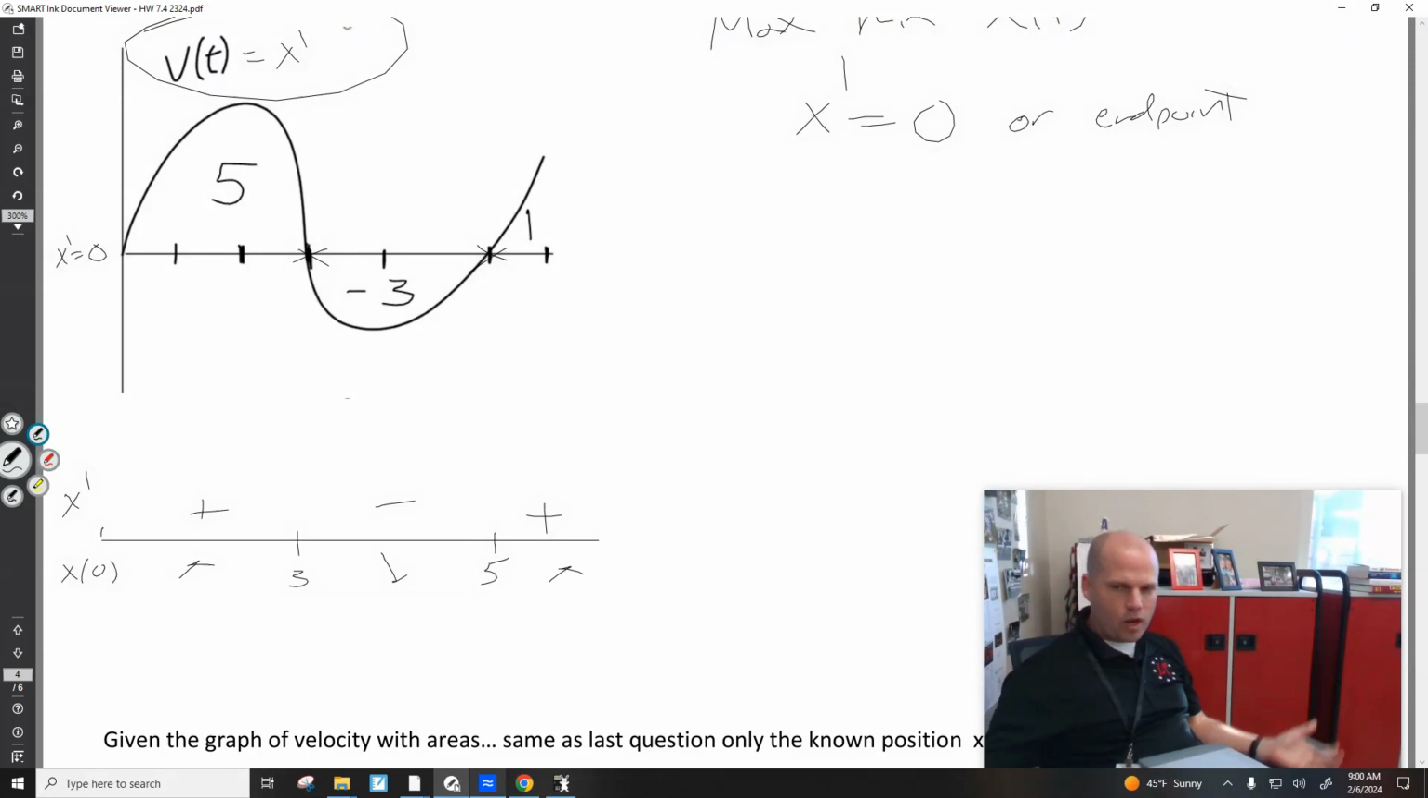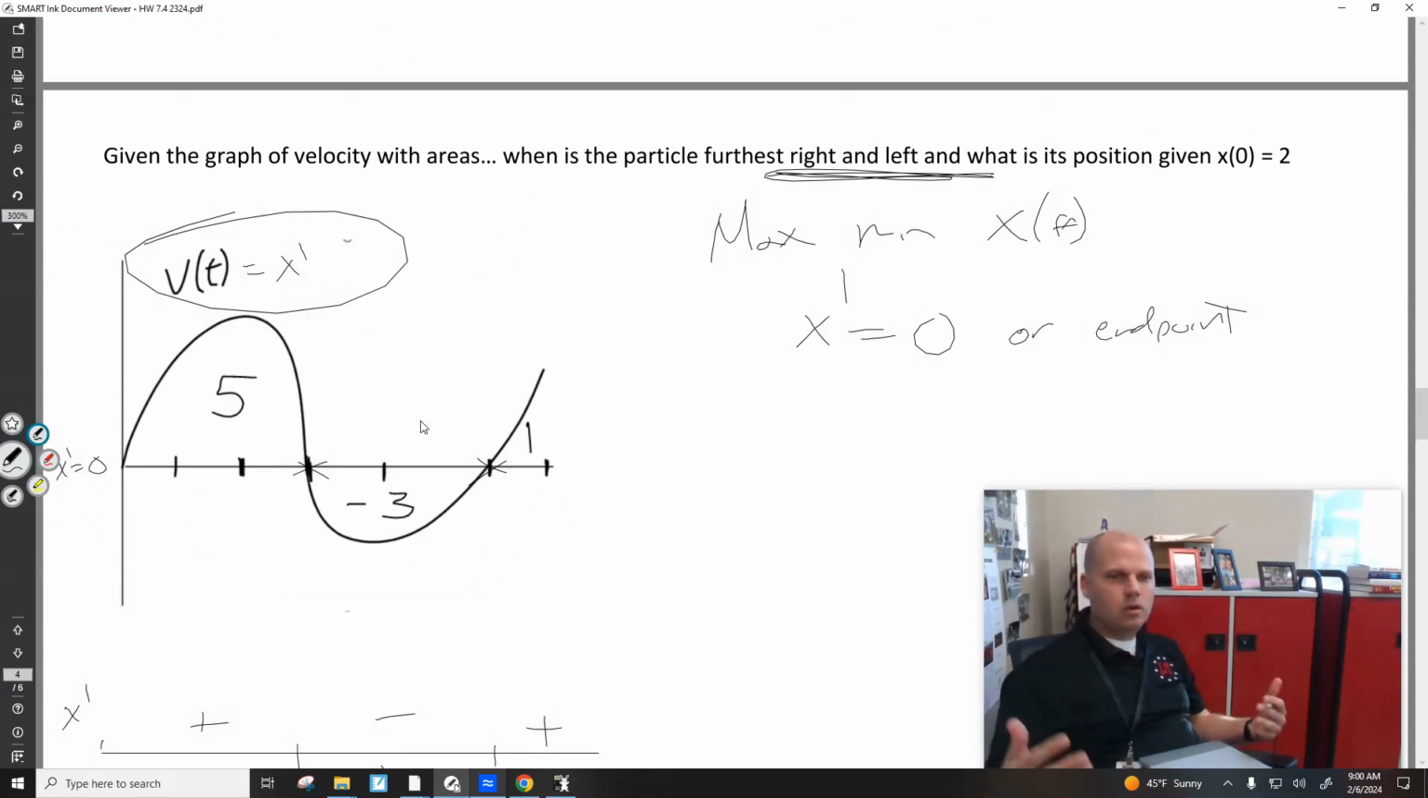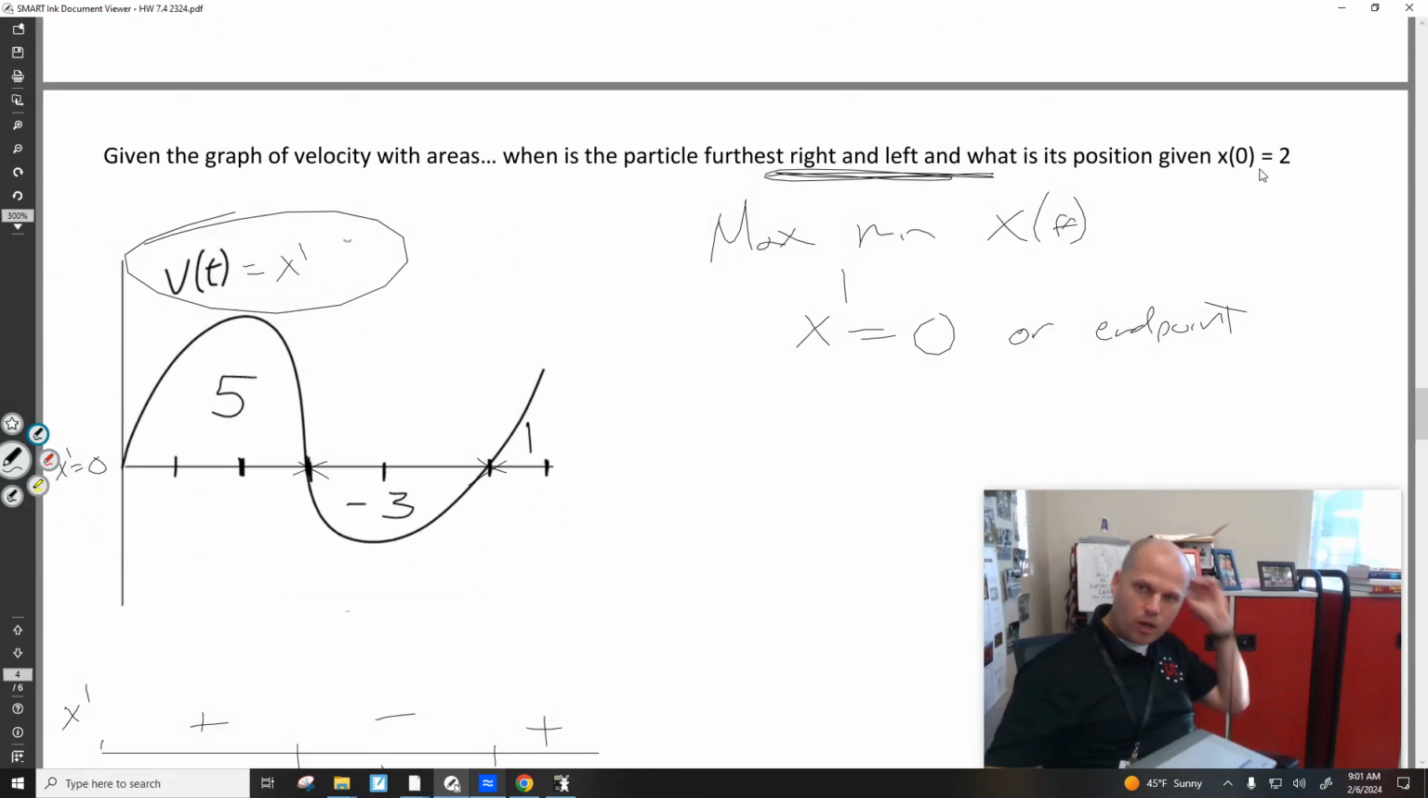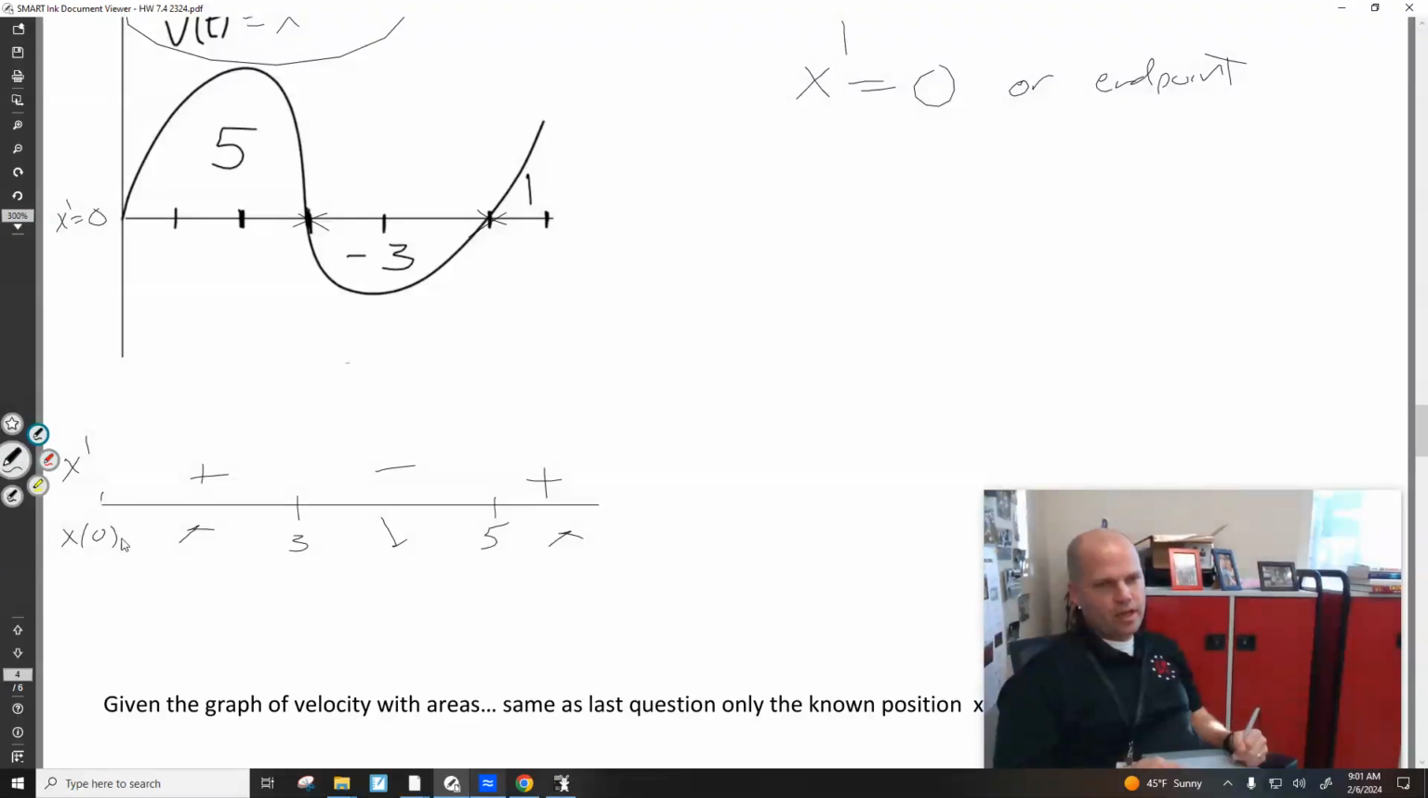I don't have the equation, so I don't know what my exact positions are, but I do know an initial position. And I do have the displacements from 0 to 3. I'm plus 5 from 3 to 5. I'm minus 3 from 5 to 6. I'm plus 1. So I got x of 0 equals 2.